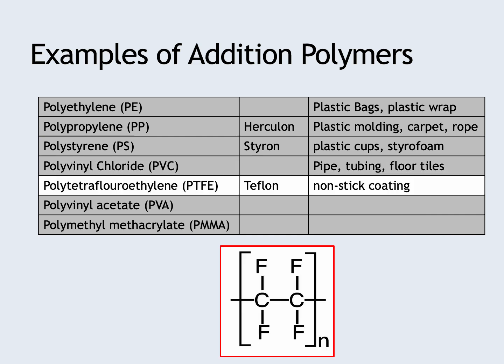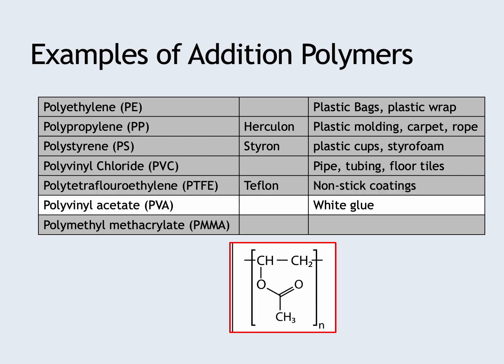Okay, the next addition polymer is polytetrafluoroethylene. Ethylene because it's just these two carbons, and instead of hydrogens, there's fluorine. And this is Teflon. Polyvinyl acetate. Here's my two carbon unit. Hydrogen, hydrogen, hydrogen, the way they've drawn it. And this is repeating. And then here they've got this acetate group.